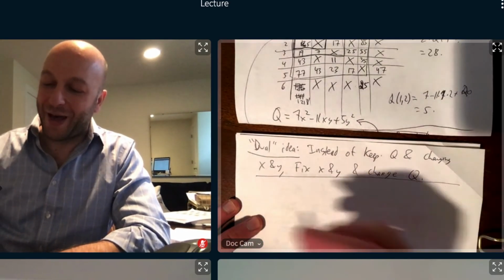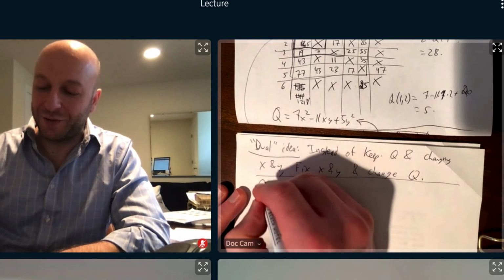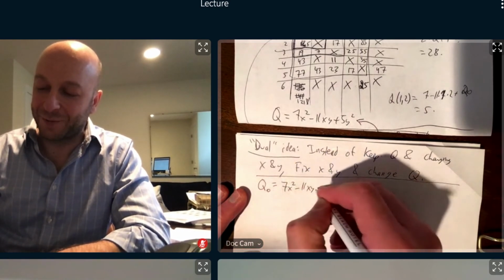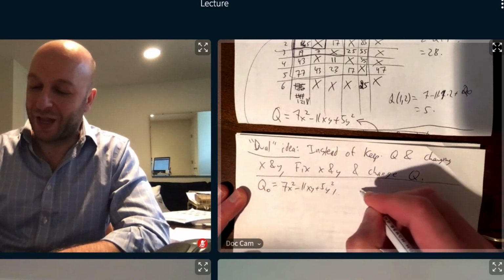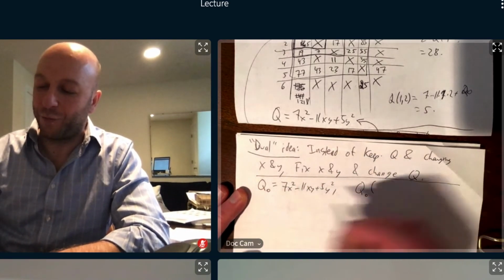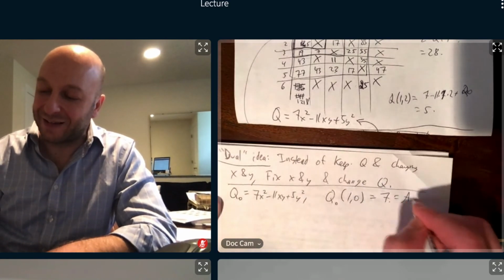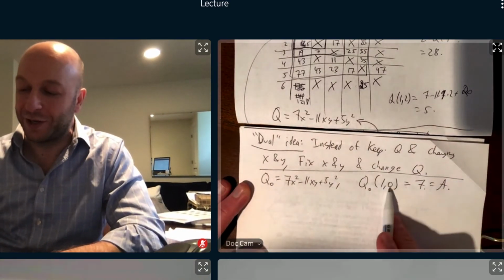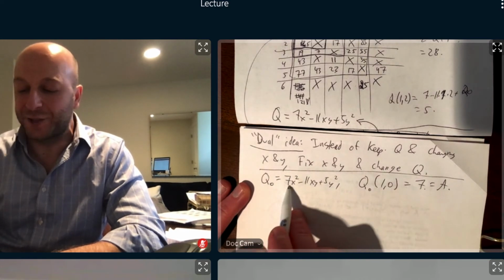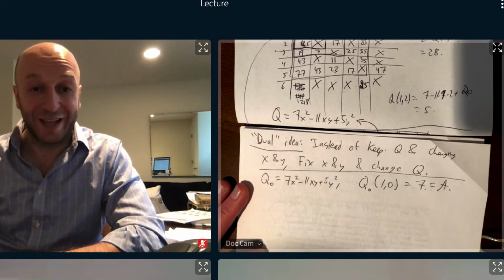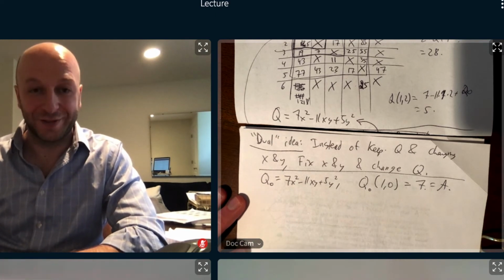Let's look all the way back. We have our q. Let's call this q0. q0 was 7x squared minus 11xy plus 5y squared. And we immediately knew that its value at 1, 0 was 7 because that's equal to a. When you plug in 1, 0 for any q, it's just the x squared term. That's the only thing that survives. Right. Exactly, Kevin. We're about to change the coefficients.